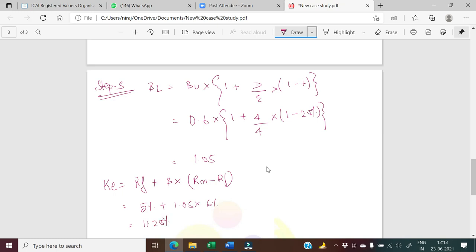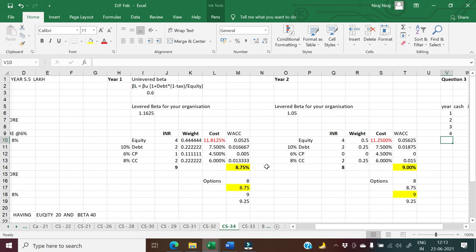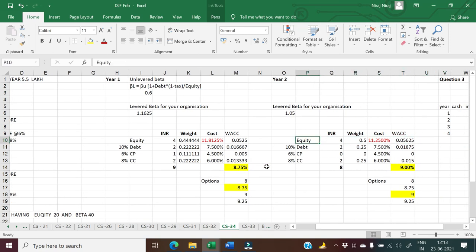11.25%. Now I have to again calculate WACC for this case. So how will I calculate WACC for this case? I have placed my equity as 4. Debt I have considered as 2. Commercial papers is 0 in the second year, and cash credit is 2 in the second year.